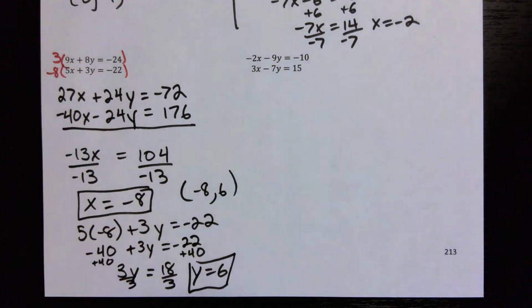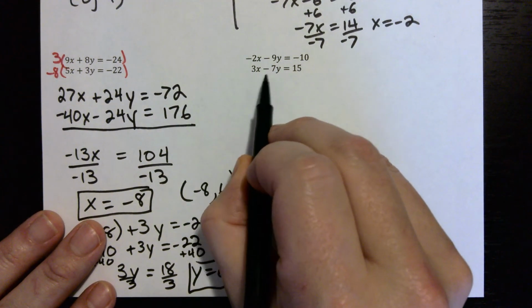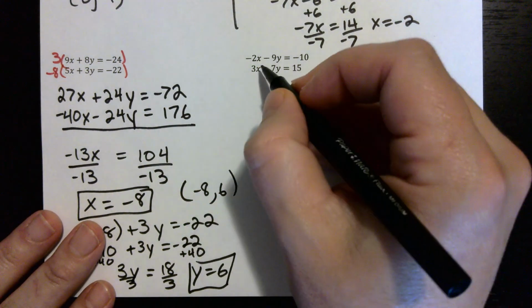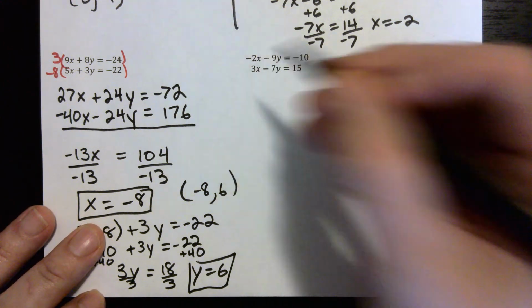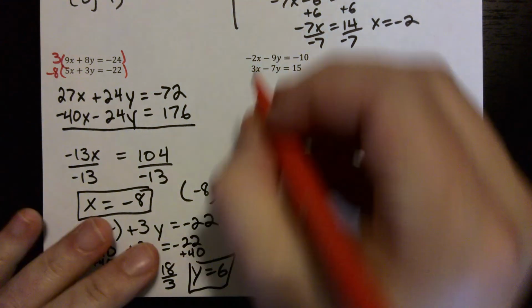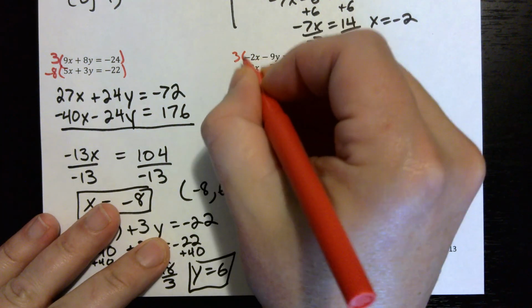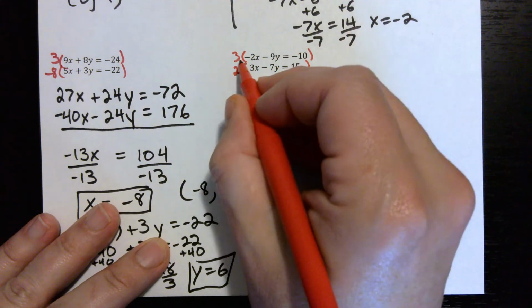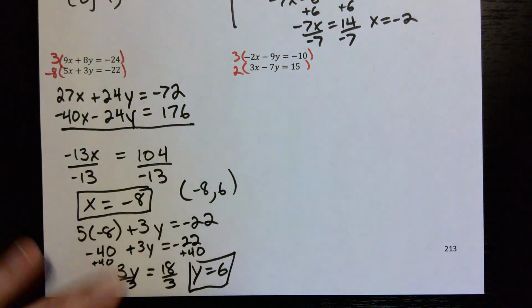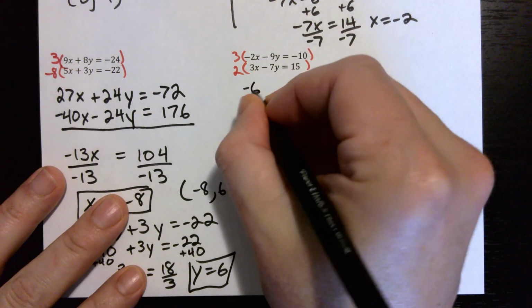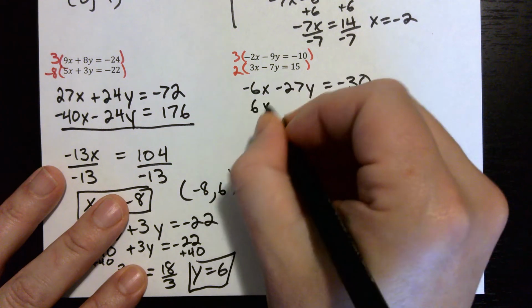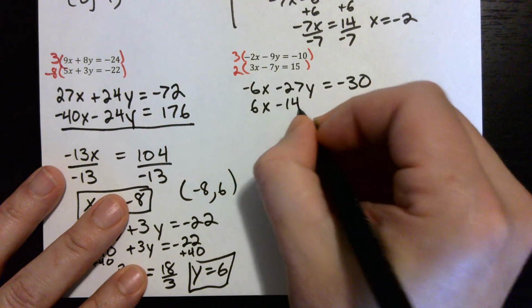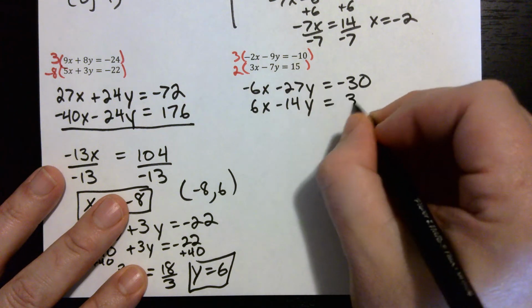Okay, one more. Okay, we've got negative 2x minus 9y equals negative 10, and 3x minus 7y equals 15. I'm looking at this negative 2 and 3. They're opposite signs, and I think I can make them the same. I think I can make them both 6. So they're already opposite signs. I don't have to worry about that. Let's multiply the top one by 3 and the bottom one by 2. That'll turn this into a negative 6x and this one into a positive 6x, which will make it cancel. So negative 6x minus 27y equals negative 30. And 6x minus 14y equals 30.